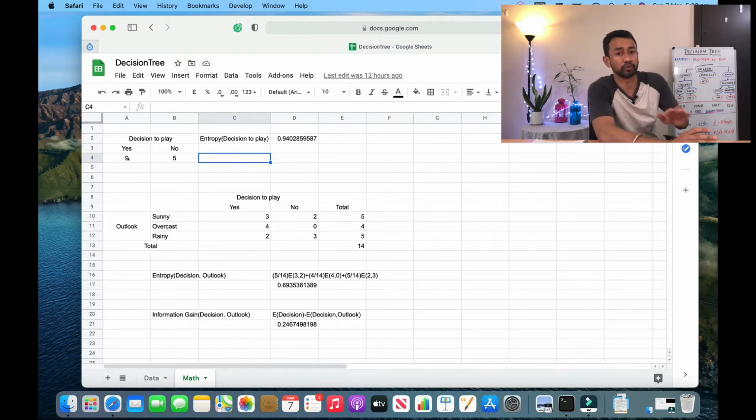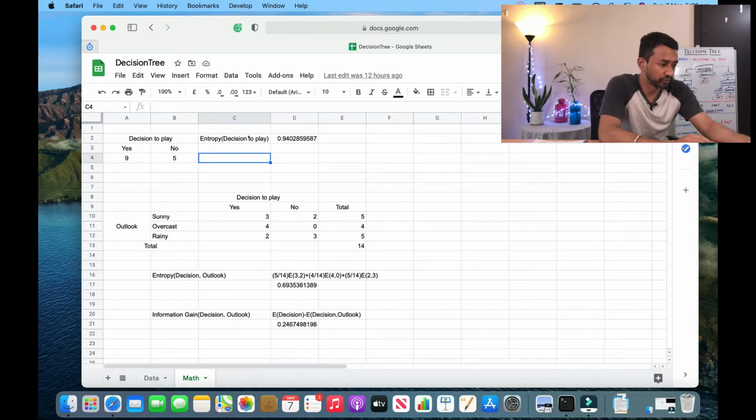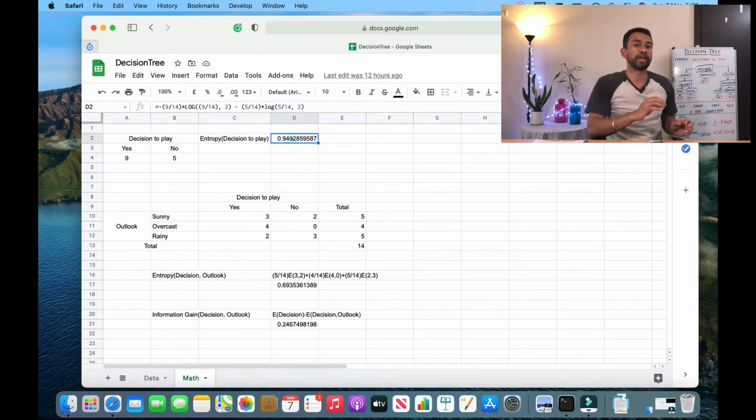So in total there are about 14 records. What we are going to do is calculate the entropy for the target attribute, which is decision to play. So how do we calculate the entropy? The entropy is calculated based on this particular formula here. It is the summation of negative pi log of pi.